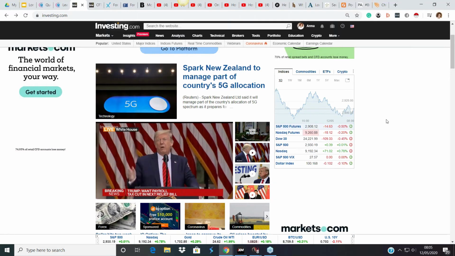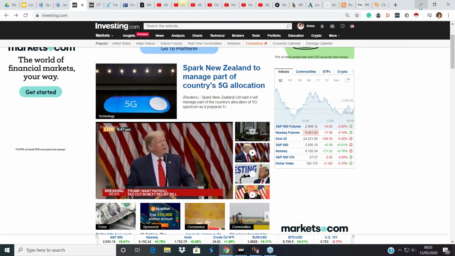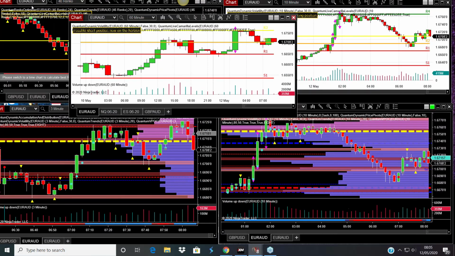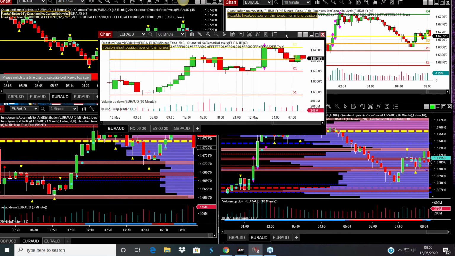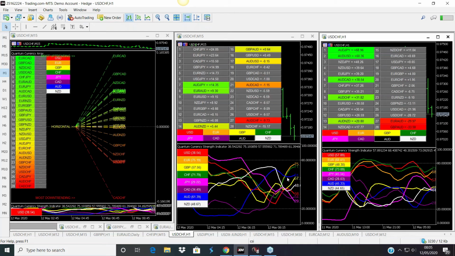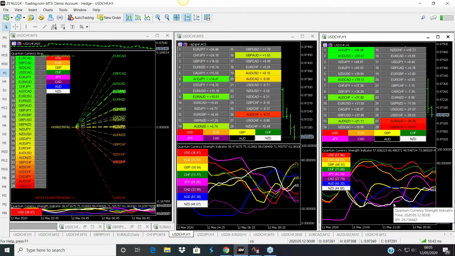Really just have to pay attention to the chart and see what trading opportunity may or may not occur. One of my trading pairs, and one that I write about quite a lot, is actually the Euro Aussie. But before we start, let me just go over to the indicators, the CSI indicators, and see what they are telling us at present.